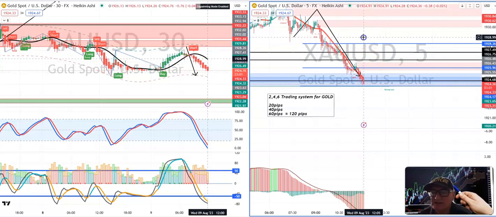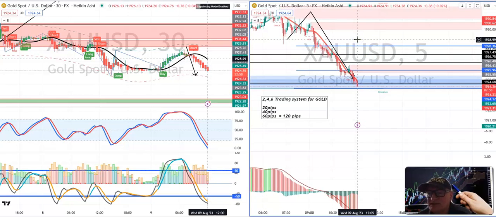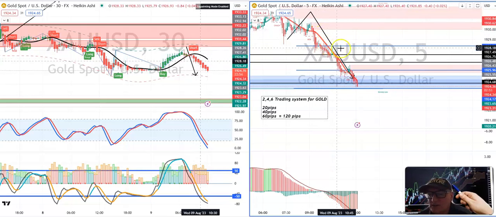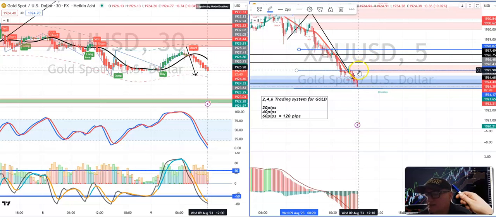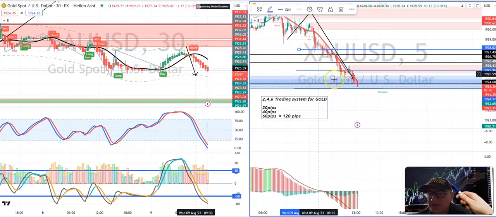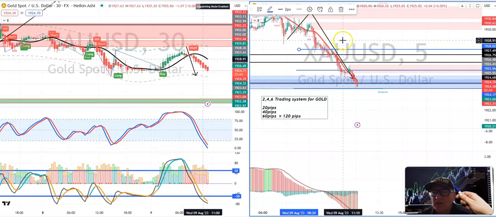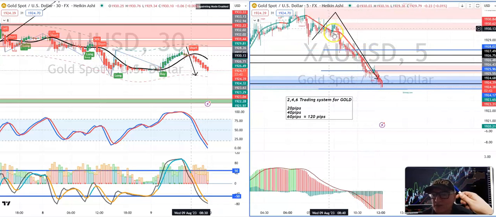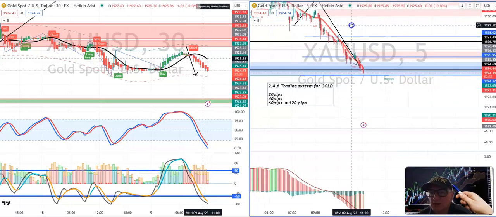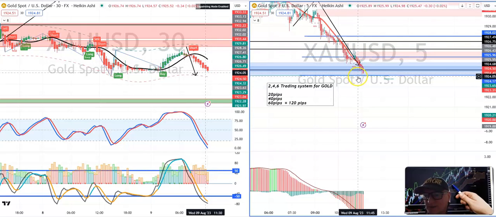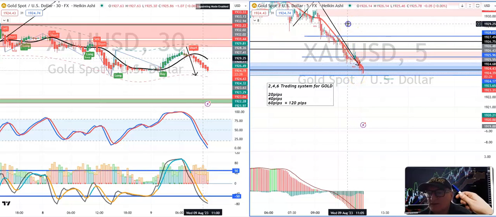So I posted this into the signals room. I posted to sell gold 1930 and to target 1928, a bit lower than that, and then 1926, this blue line here, and then 1924. So you have 3 positions hitting 3 targets, and as each one hits a target, it closes the position plus 20 pips. The second one closes plus 40 pips, and the third one closes plus 60 pips. All in all, that's 120 pips.